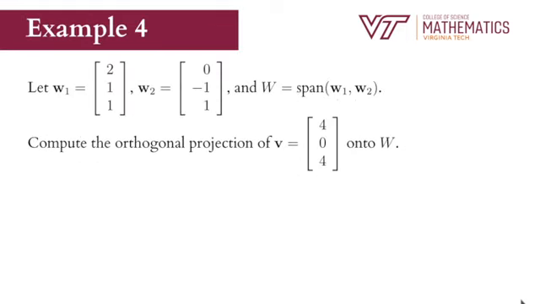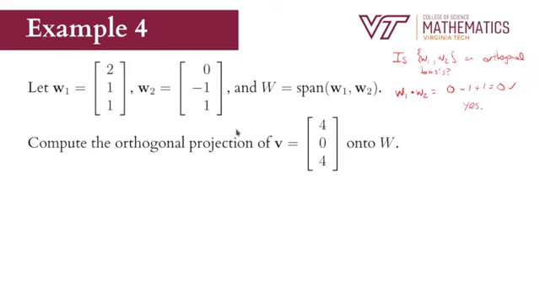So let's try an example. Let's look at W1 and W2, and W is the span of these two vectors. First of all, what I want to check is whether W1 and W2 are an orthogonal basis. So the dot product of W1 and W2 is 0 minus 1 plus 1, which is 0. And so, yes, it is.